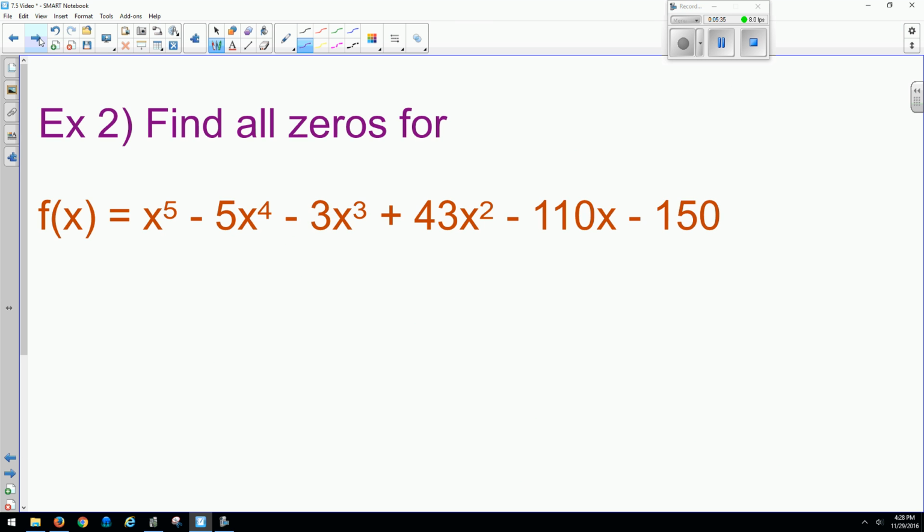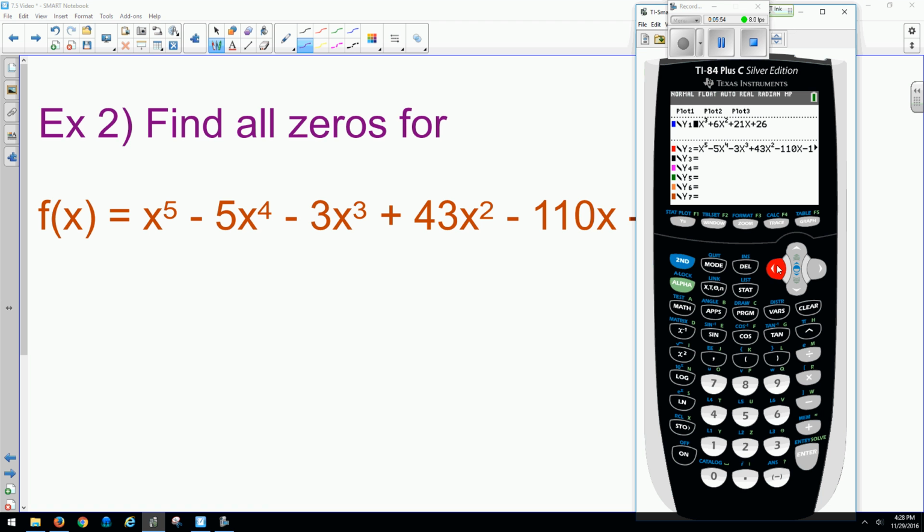Here's another example. I'm going to go ahead and do this example as well, and then I have one for you to try. So I'm going to find all the zeros. The very first thing I'm going to do is graph it. So go ahead back into y equals, clear the last graph out, and go ahead and type this one in.